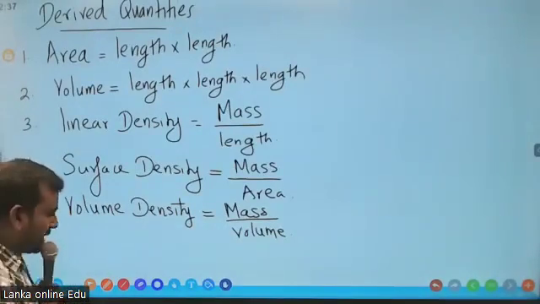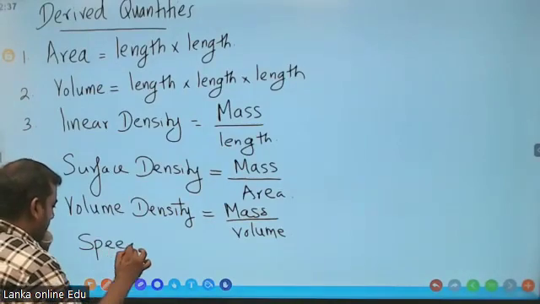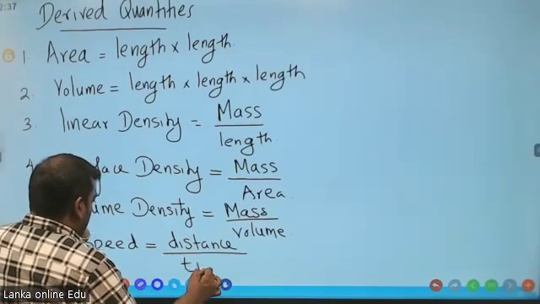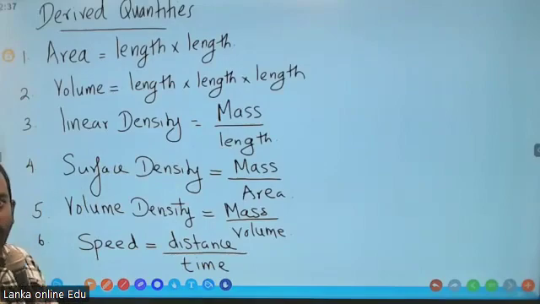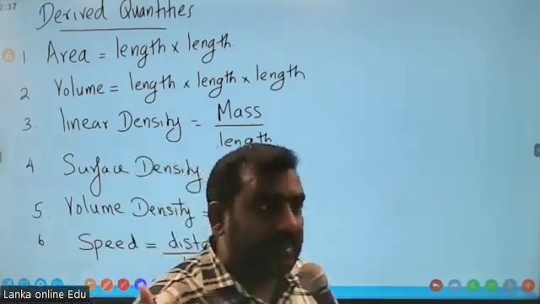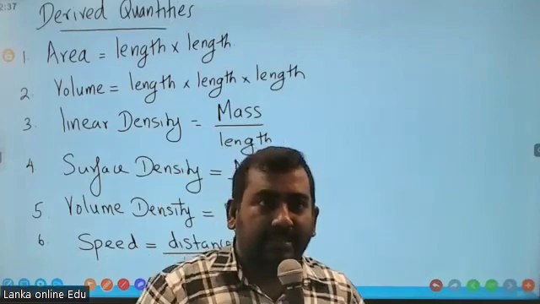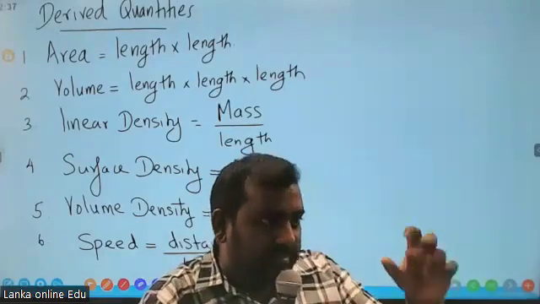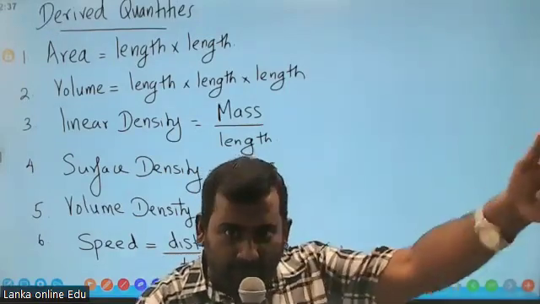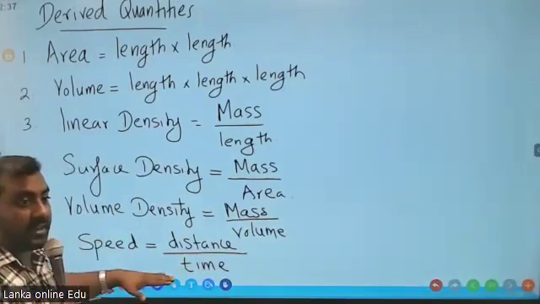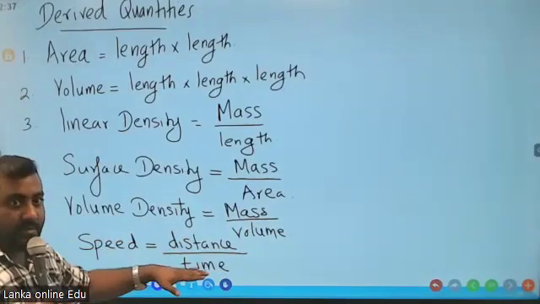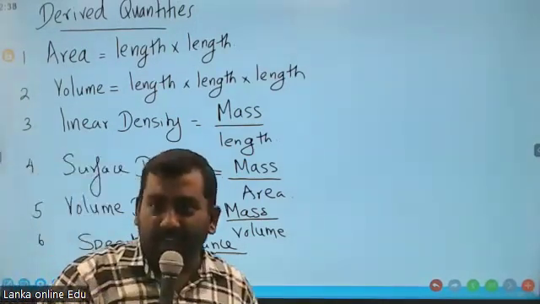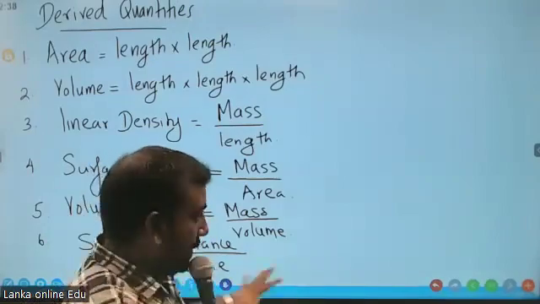If my memory serves me correct, speed, I think. Correct? Right. What is speed? Distance divided by time. Now, distance is what? A length. Distance, displacement, all of that is a length. Clear? So, distance is a length. Length is fundamental. Time is anyway fundamental. Using fundamental, I have made a derived quantity. So, speed is a derived quantity.